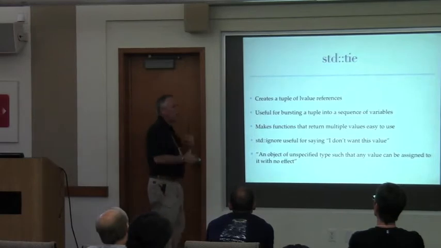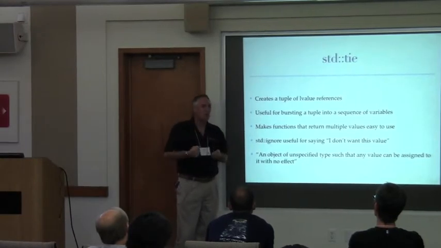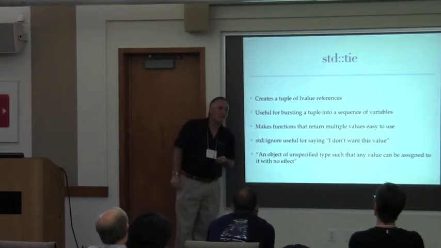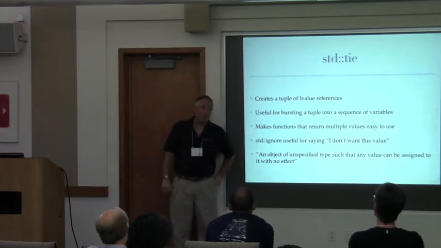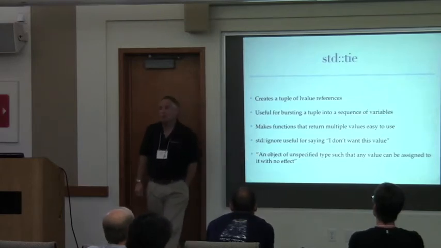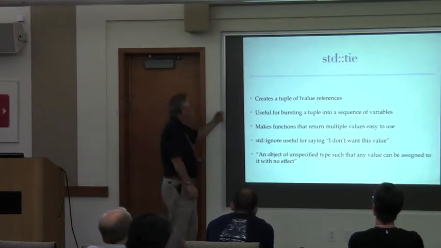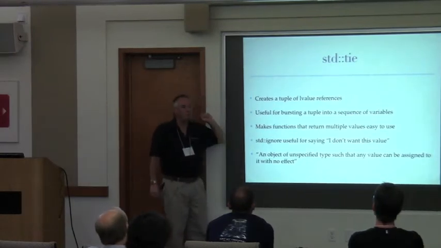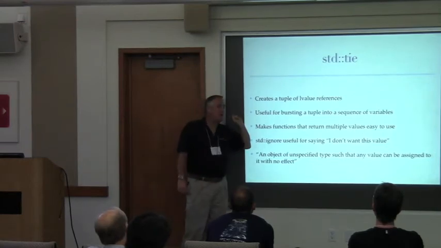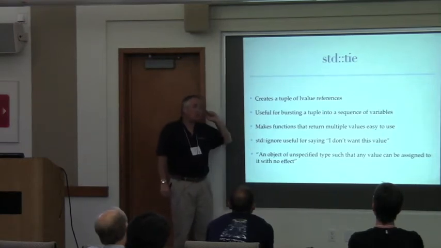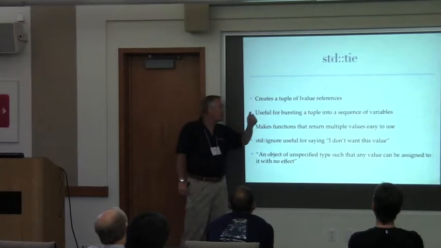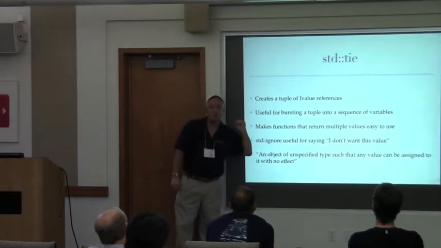And that's kind of hard when you want to return more than one thing. Now, some people would argue that then you're not programming in a functional style if you want to return multiple things, but okay. Anyway. You can return them in a tuple, and your callers can use tie to burst them into a set of variables. So in this case, tuple is just a delivery mechanism for returning several values out of a function.